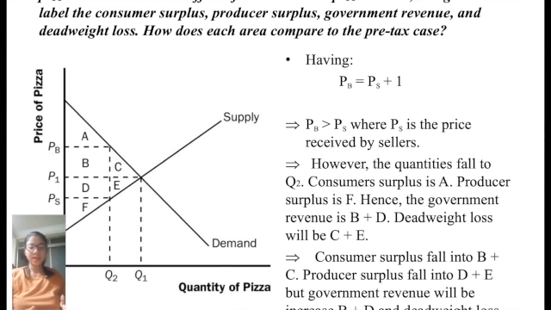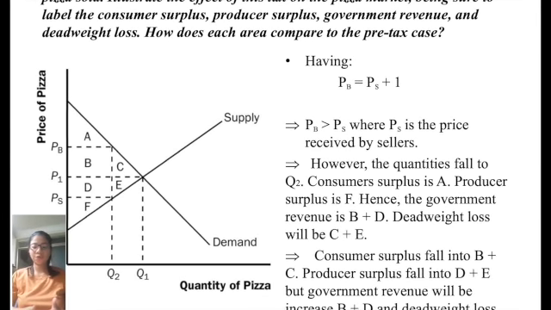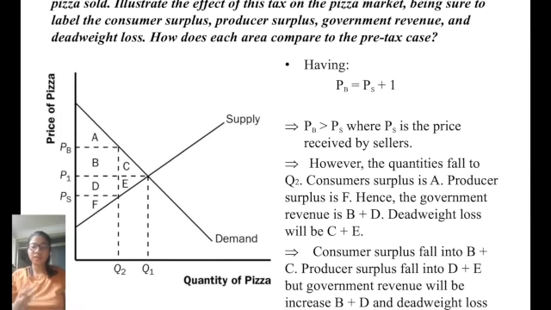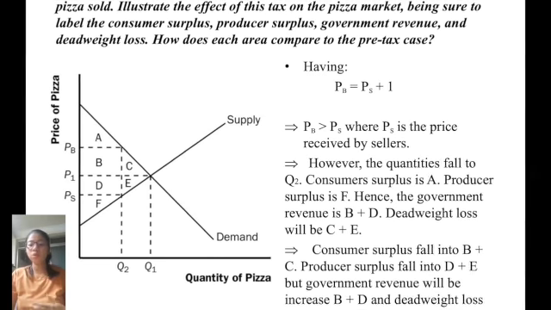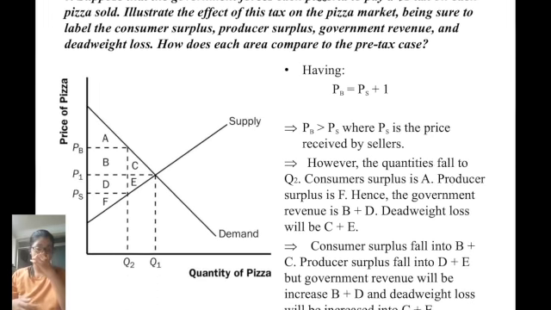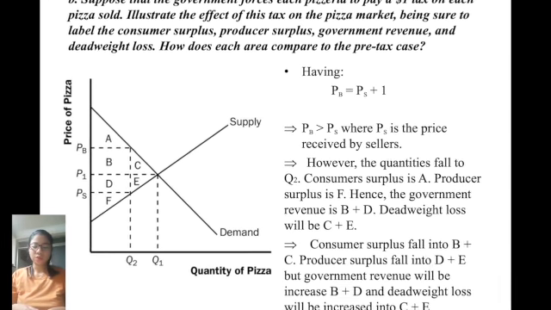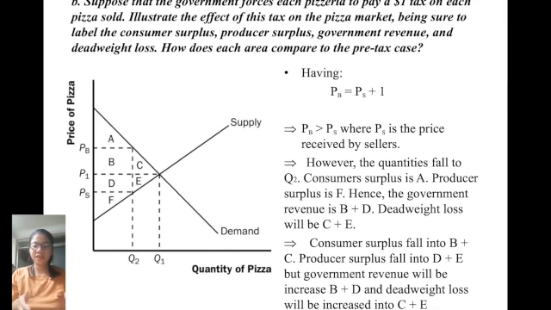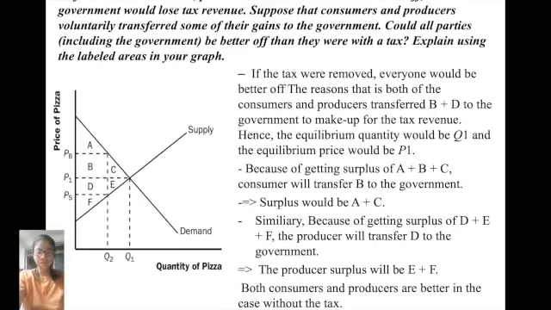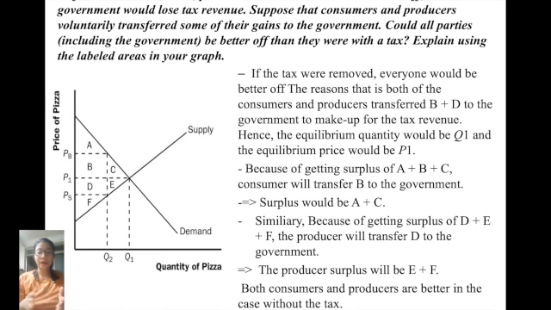And next, in question B, they request a $1 tax on each pizza sold and to tell the price the buyer pays. So we still have PB equals PS plus 1. Now we come to question C. If the tax were removed, everybody would be better off.